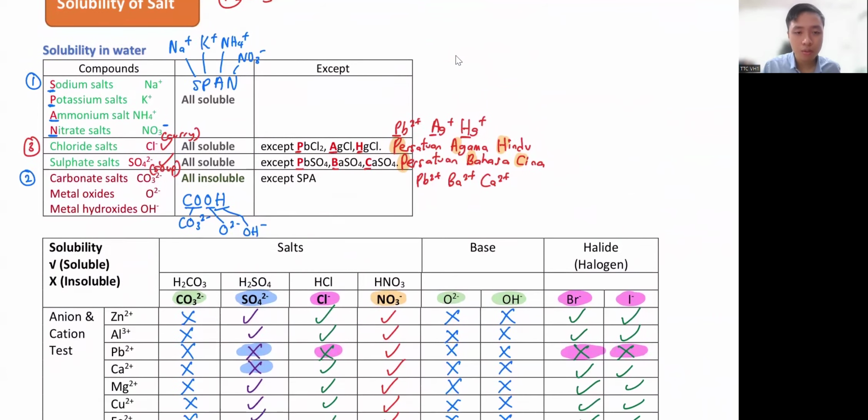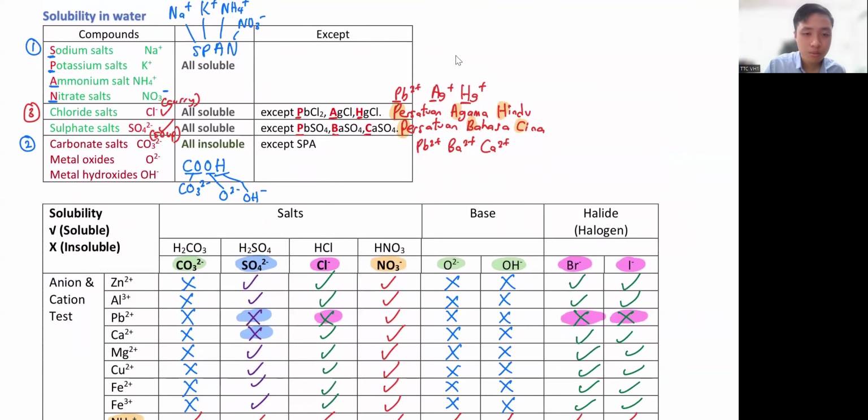Basically, first of all, spun salt. Spun salt is actually soluble. Spun salt stands for sodium ion, potassium ion, NH4 plus, NO3 negative. Ammonium salt and nitrate salt.